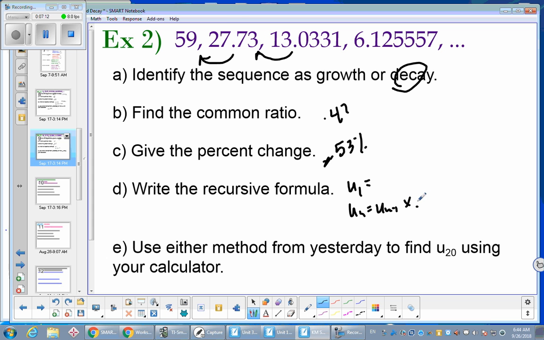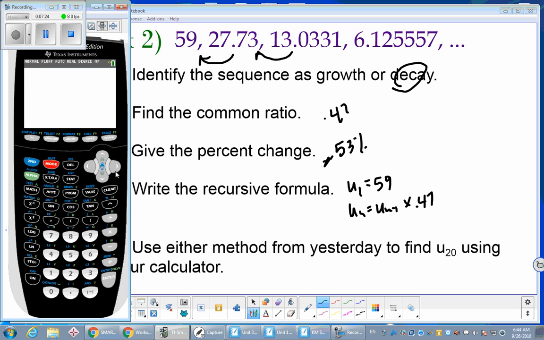And in this case, our ratio is 0.47. Our U1 is our first term, which is 59. All right, now this part I'm going to show you what we did yesterday with our calculators. So if you go to mode, you want to scroll down to function and over to SEQ or sequence and hit enter so it's dark on sequence right here. So now when you go to y equals, so everyone click y equals now, you see our 3 things we need. So we need our n min, which is either 0 or 1.